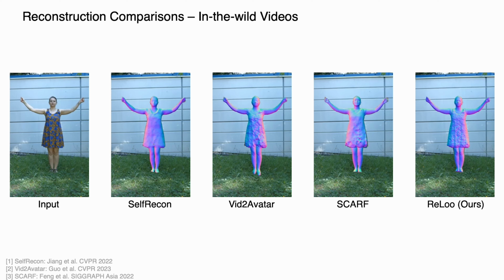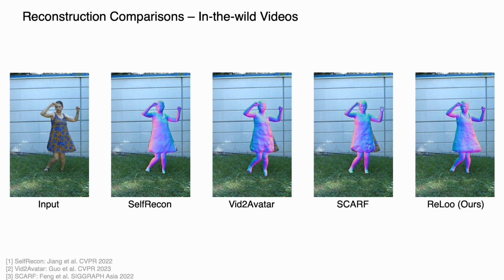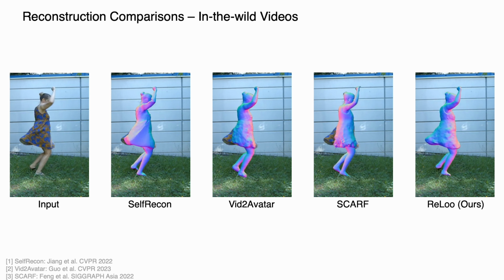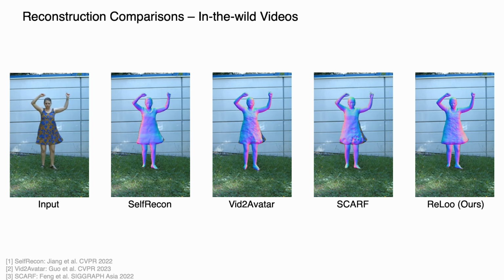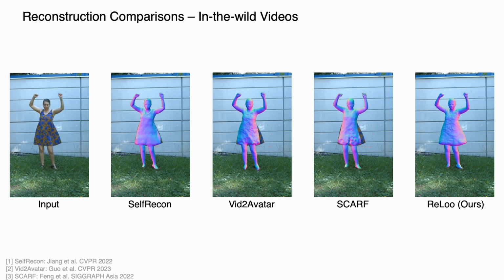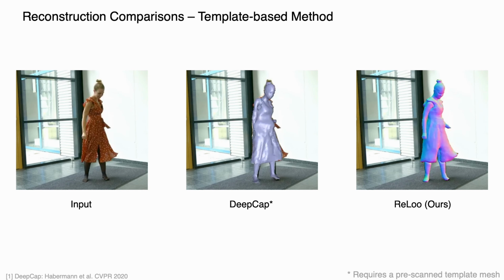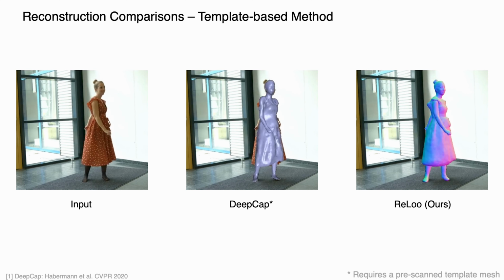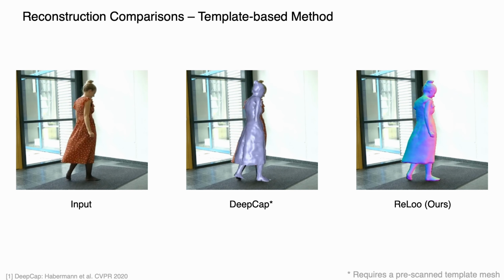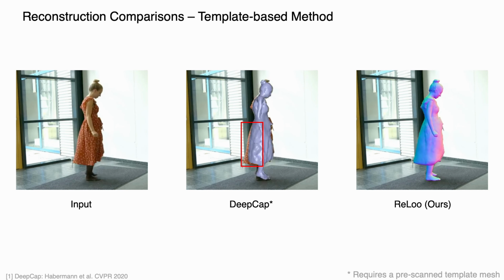We also show qualitative comparisons on in the wild videos. ReLoo performs consistently better than other baseline methods and is robust even with complex human motions. We further conduct comparisons with the template-based method. Our method doesn't require template meshes and can handle surface topological changes, such as the cut in the front of this dress shown here. ReLoo achieves reconstruction results with higher fidelity.